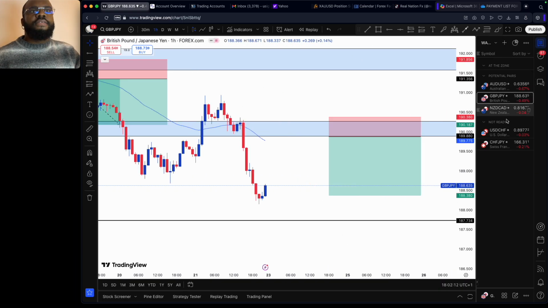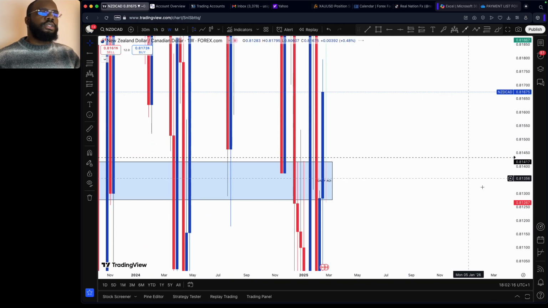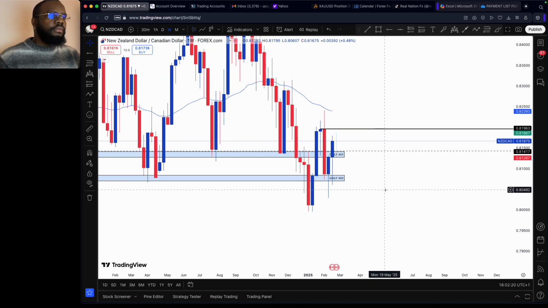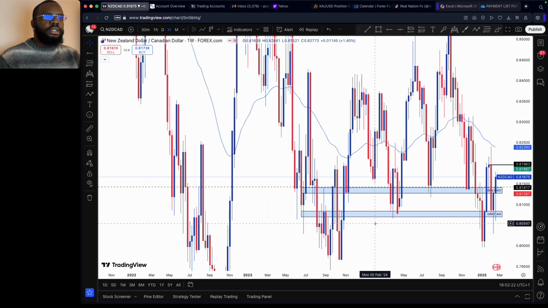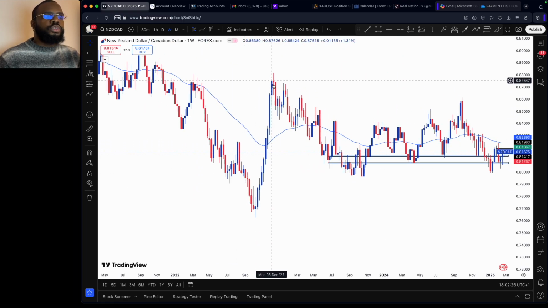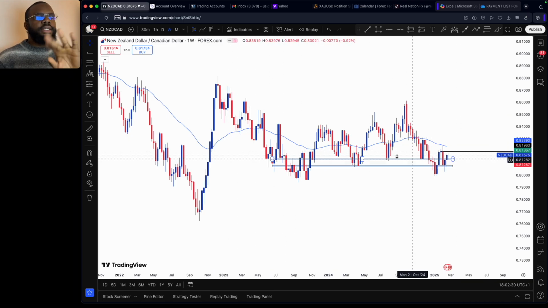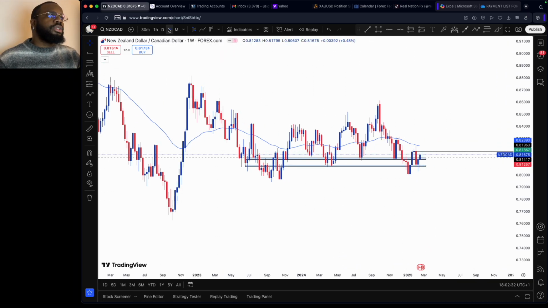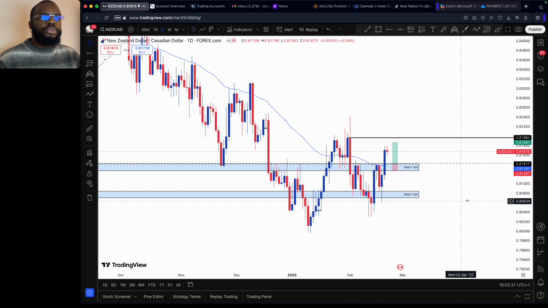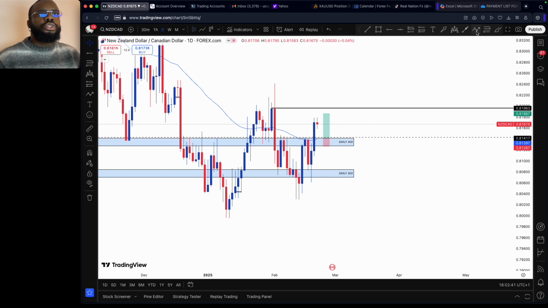Then we have NZD CAD. NZD CAD is interesting because on the weekly it is bullish because of this huge move to the upside. The weekly is bullish, and all of this price action is internal market structure. Then on the dailies I saw something that looked so beautiful that made me add this pair to the pairs I will be trading next week.